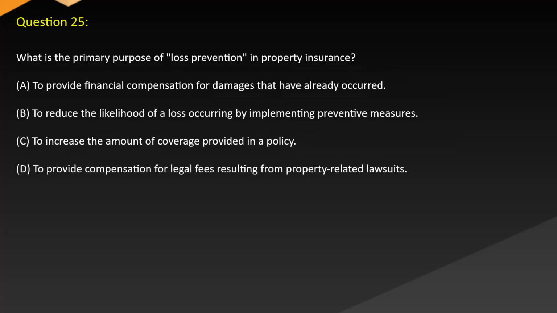Question 25. What is the primary purpose of loss prevention in property insurance? A. To provide financial compensation for damages that have already occurred. B. To reduce the likelihood of a loss occurring by implementing preventive measures. C. To increase the amount of coverage provided in a policy. D. To provide compensation for legal fees resulting from property-related lawsuits.